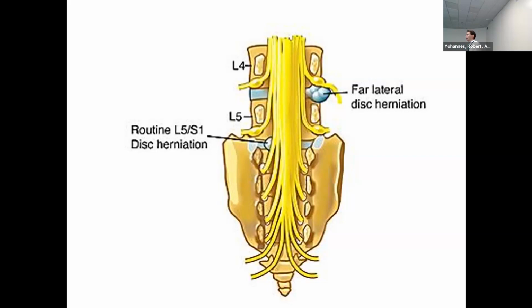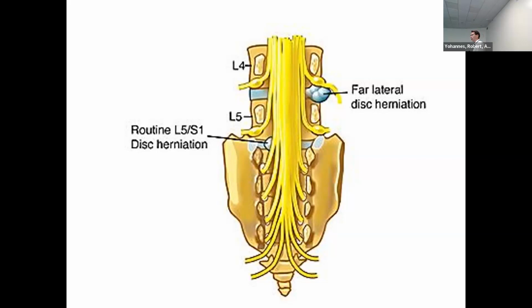Now, the far lateral, the ones that are more on the side, they actually do catch the corresponding root that comes within the foramina. So what does it mean? It means that when you have the more common type, you always have to remember that it will impinge on the number below. So let's take, for example, this one. It's between L5 and S1. It will impinge on an S1 root. So a disc between L5 and S1, the most common disc between L5 and S1, will cause an S1 radiculopathy.